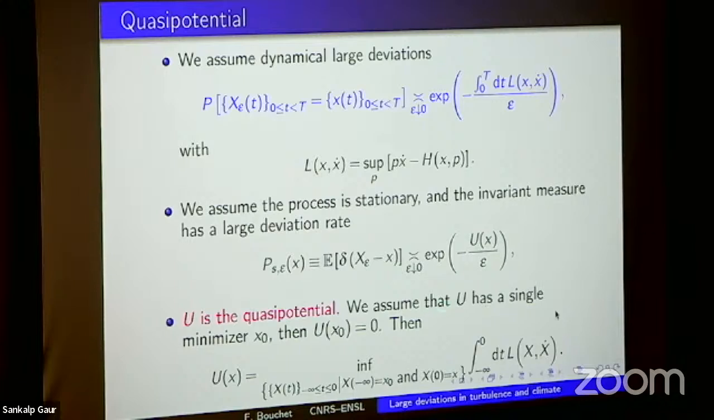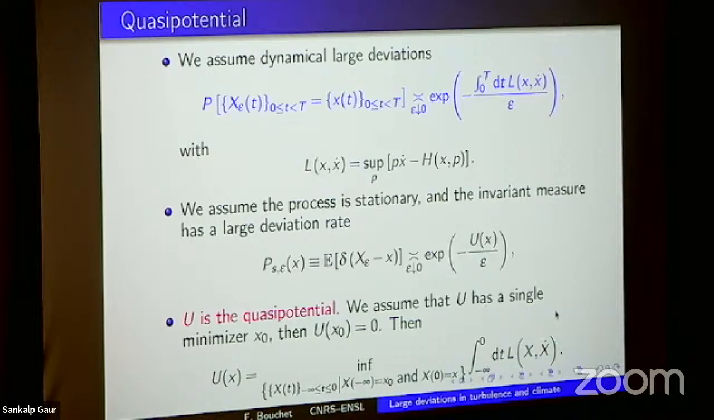Then if we assume that u has a single minimizer, there is a single attractor x naught, then the probability to see a very rare value of the PDF, well, you can just compute it from the action. So you say that you started at minus infinity close to the attractor. So you impose that at minus infinity you are at x naught, the attractor. You impose that at x of 0 you are at x, and then you compute the minimum of the action.